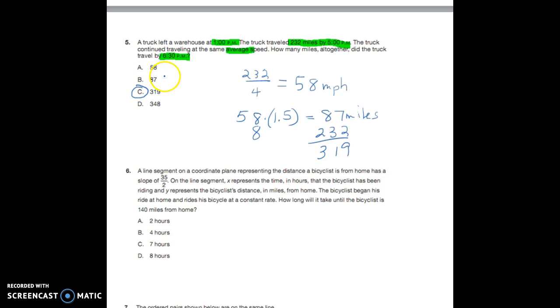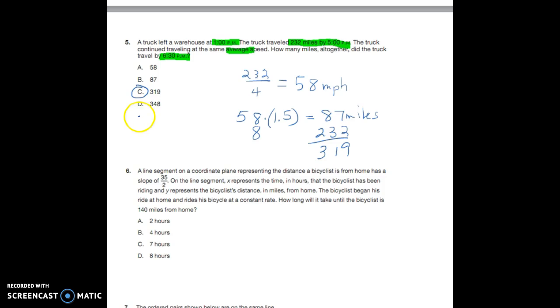So 58 is the average speed that the truck was traveling at. So if you pick that one, then you didn't go far enough. 87 is how much the truck traveled in the next hour and a half. So, you know, that one's not right. And then 319 is the right one. I'm not sure how they got the 348, but that's just too much. But at least it's in the ballpark as the 319, so something else there to confuse you.